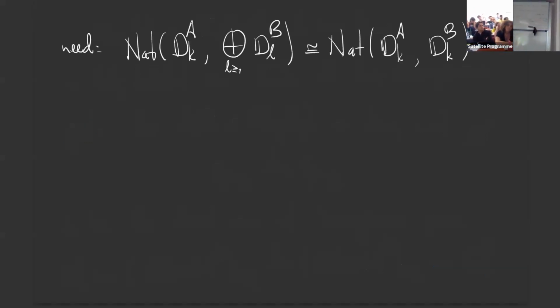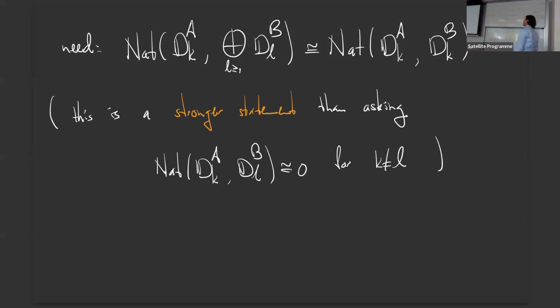So what do I need for that? If you think about it, what I need to prove is that a natural transformation from an individual one of these d_k's into this big direct sum, this formula for Sym B, picks up just the kth homogeneous piece and does not map into any of the others.